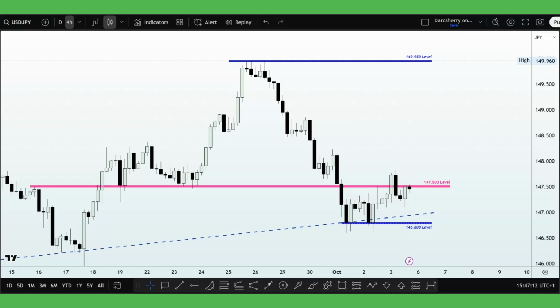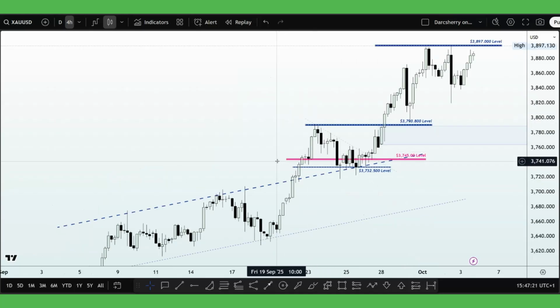Now, as the yen was gaining ground early last week, gold was also feeding off that same safe haven sentiment, but gold took it even further.